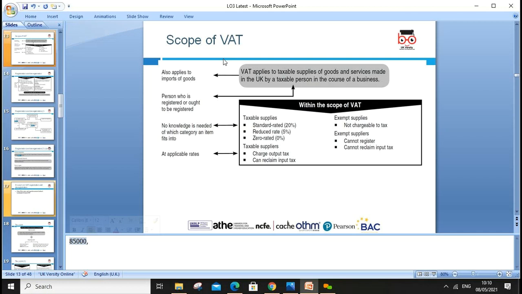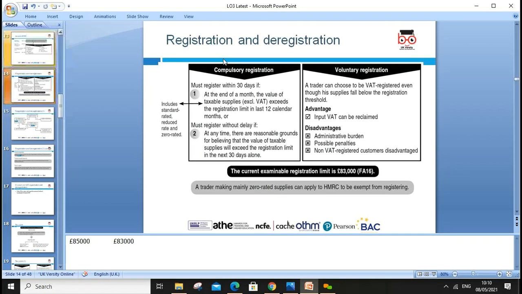Okay, taxable supply charge and output tax can be reclaimed, which we covered earlier. If your turnover drops to 83, then you can deregister yourself if you want to, or you can stay voluntarily registered. So, registration and deregistration: compulsory registration must be done within 30 days. If your turnover is expected to reach the threshold within 30 days, you should register.